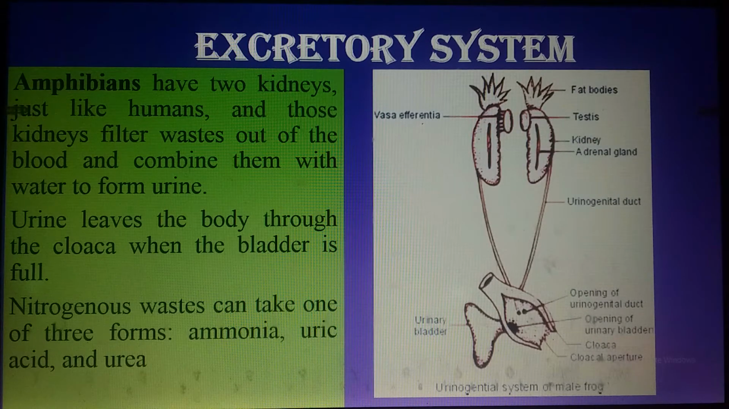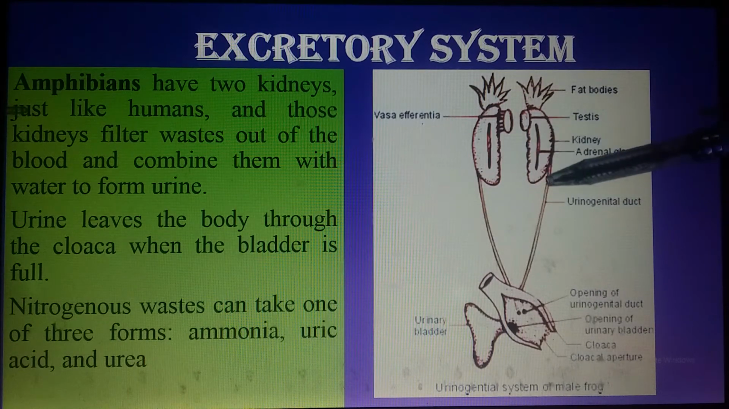Okay, when the bladder is full. Now the nitrogenous waste can take one of three forms, like the waste material is present in the form of ammonia, uric acid, and urea. Is it clear? You can see here, these are the two kidneys.